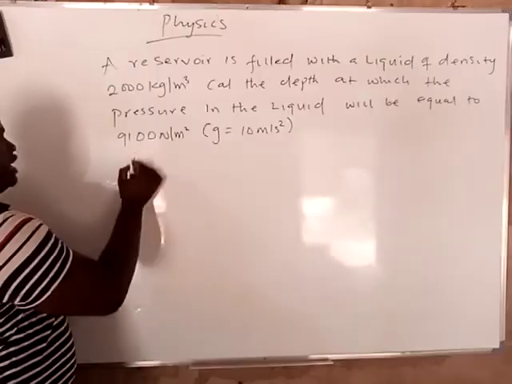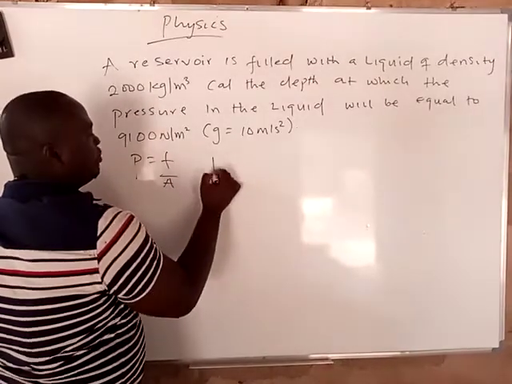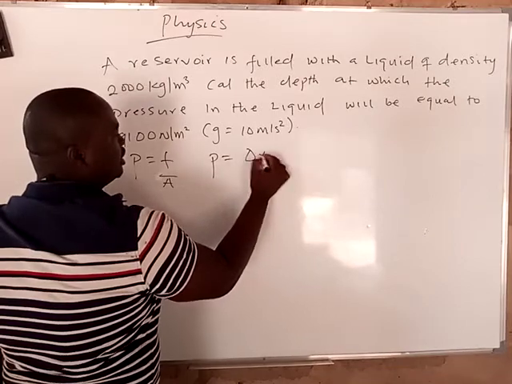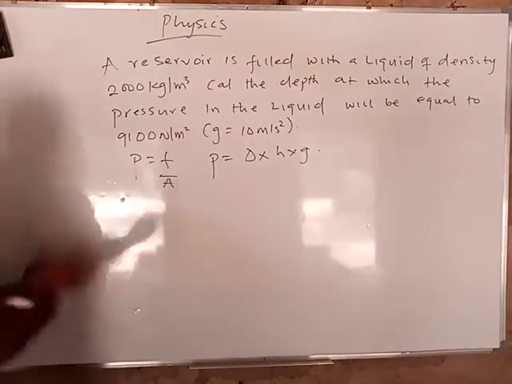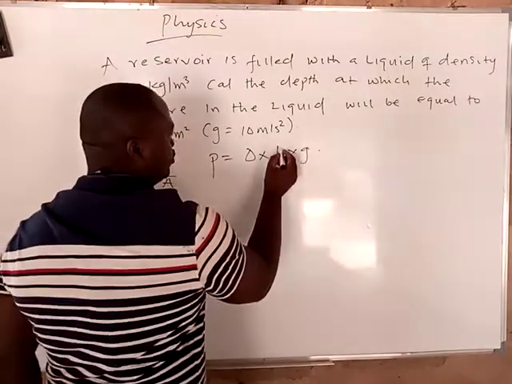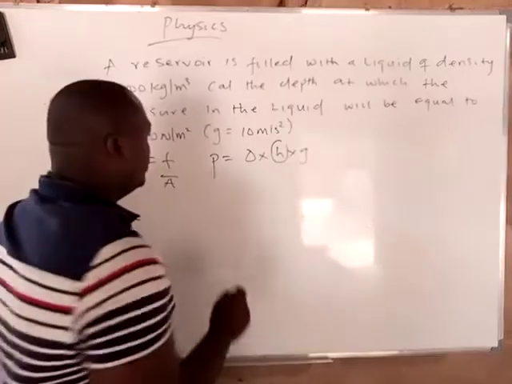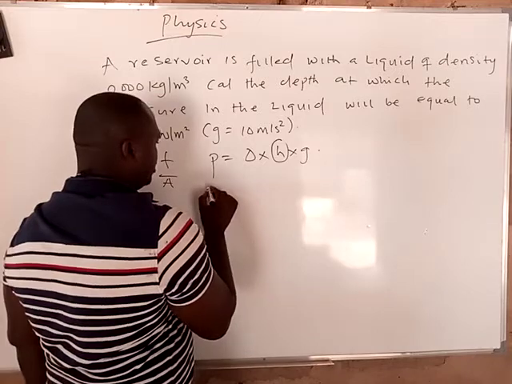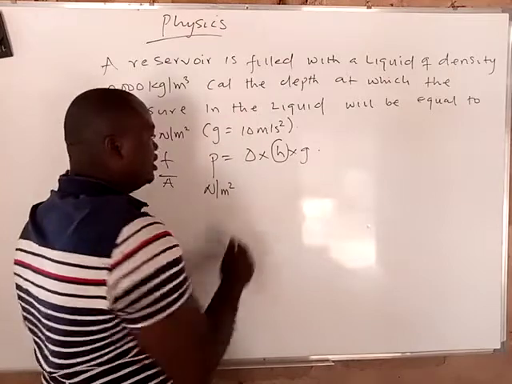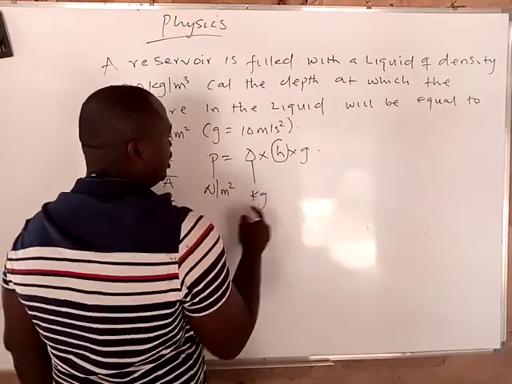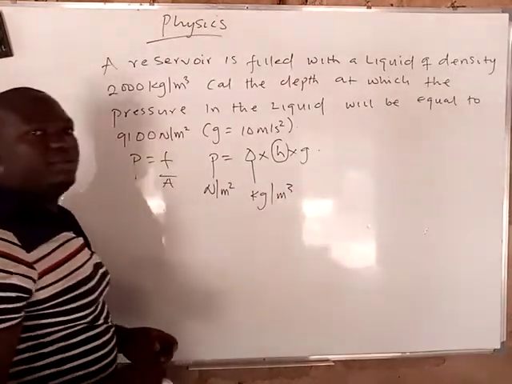Now, remember, we said that pressure is force all over area, and we used this to arrive at pressure equals density times height times acceleration due to gravity. Yes, we proved it. So all you have to do right now is make h the subject of the formula. We already said that pressure is measured in newton per meter square. You should also know that density is measured in kg per meter cube.